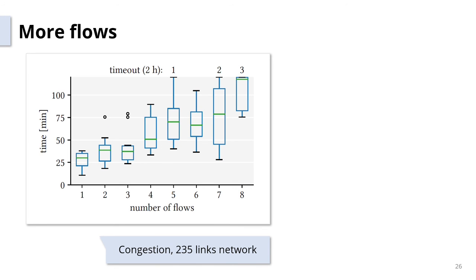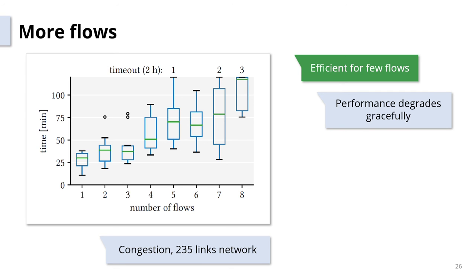So let's see the impact of increasing the number of flows under consideration. Here we consider a single network of 235 links and analyze a basic congestion property using an increasing number of flows. As you can see, the runtime increases the more and more flows you add. So NetDice is efficient for few flows and its performance degrades gracefully when considering more and more flows. In the paper you find more details about our evaluation.